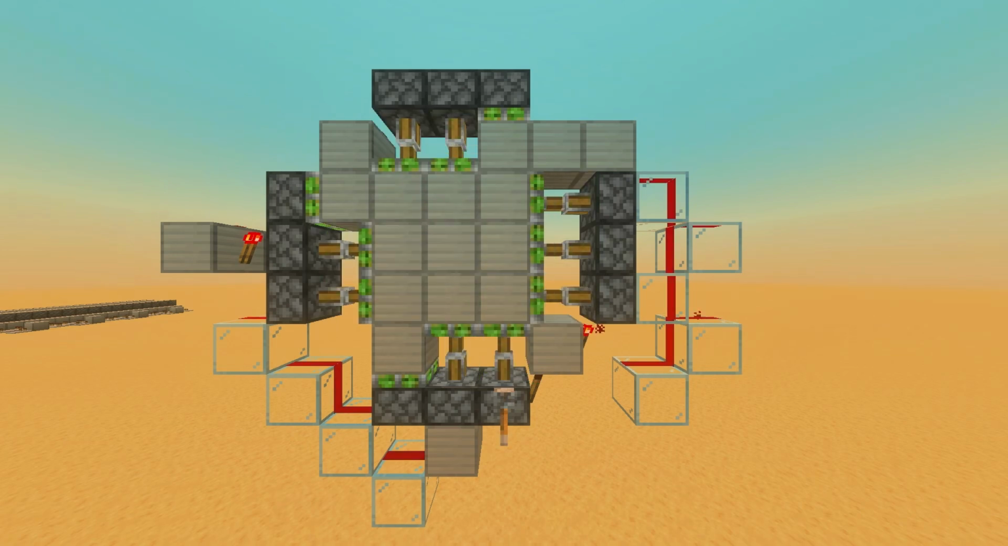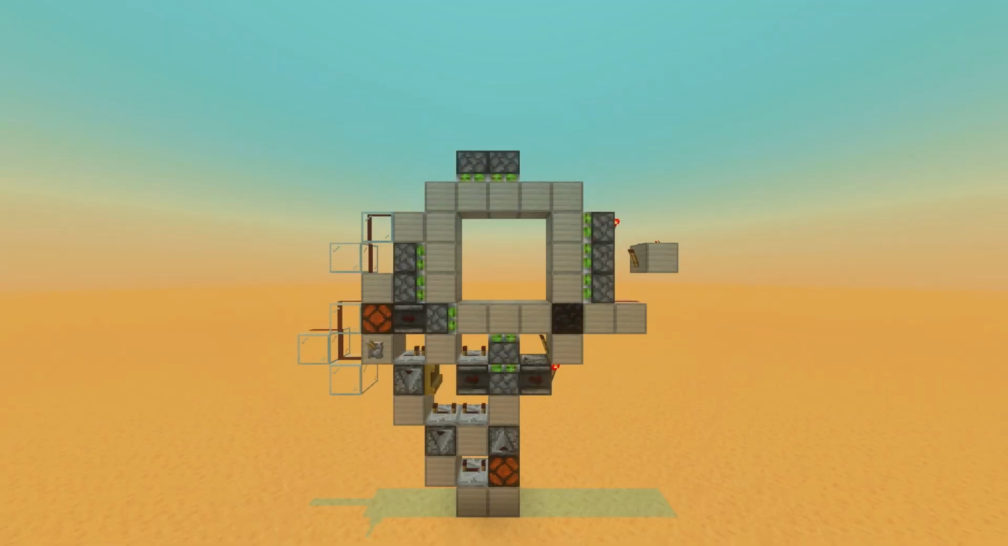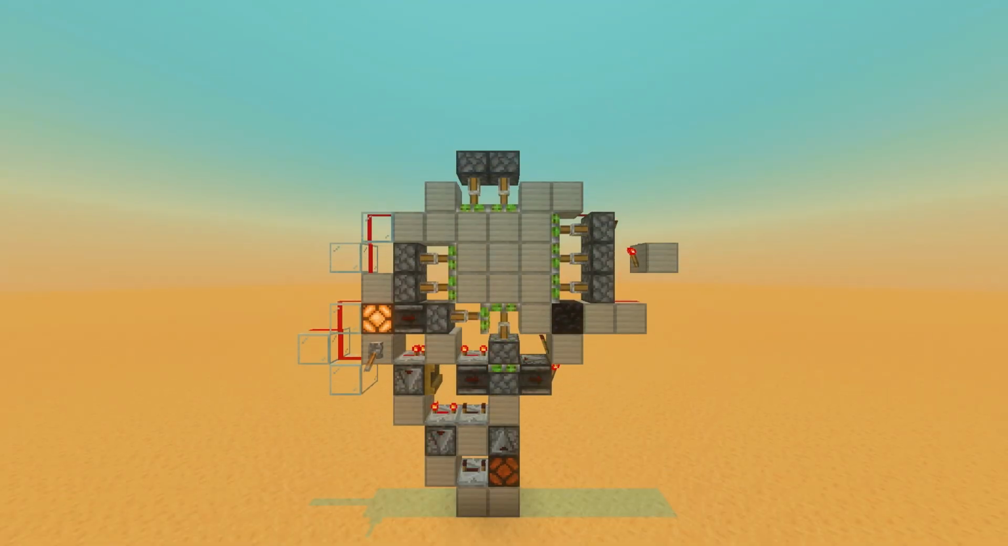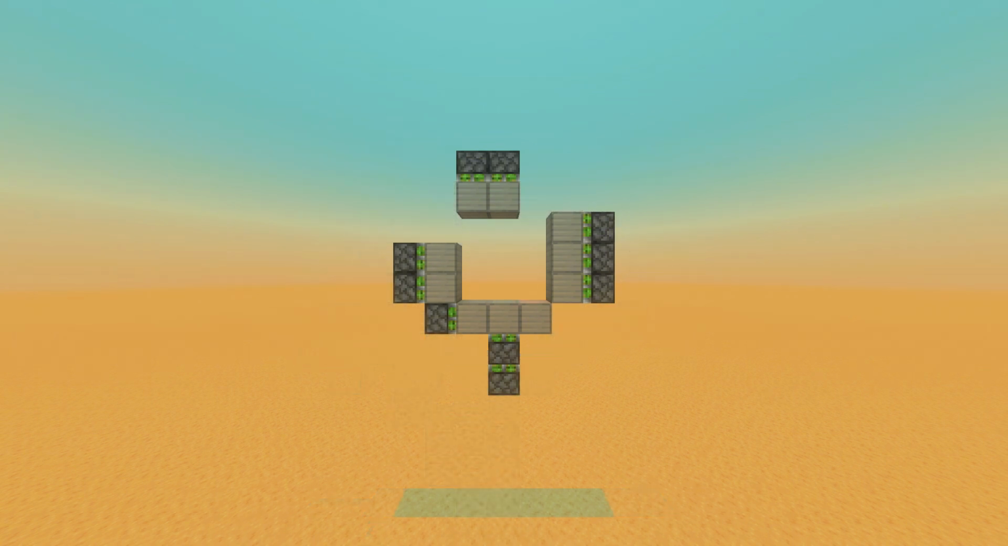Piston doors can be difficult to make, but with the right piston layout, the process can be much easier. By the end of the video, you'll know exactly what a piston layout is and how to make one. Unlike a full piston build, a piston layout is the design of a build with no redstone and just pistons.